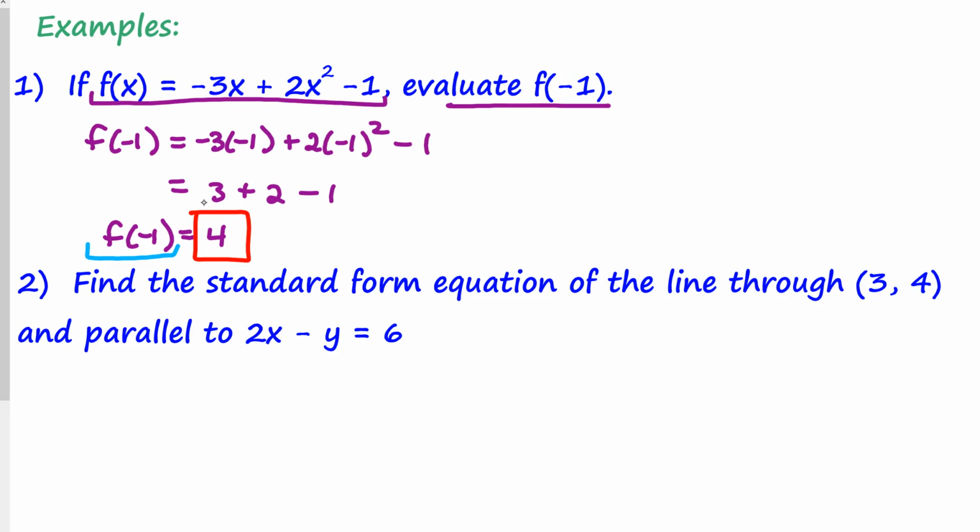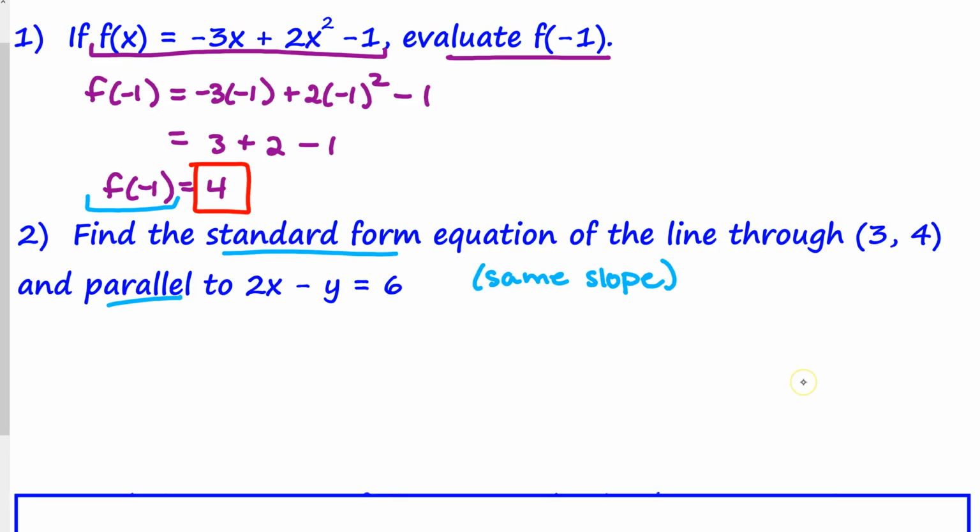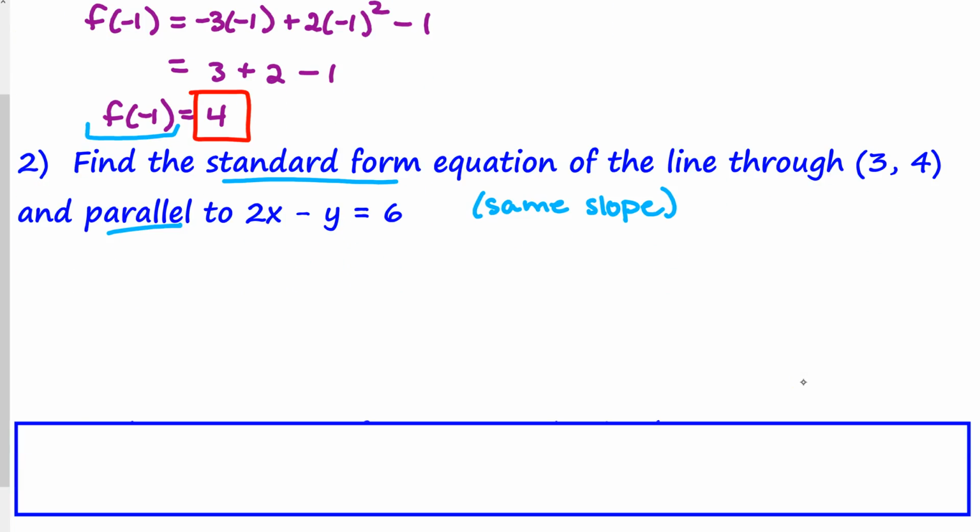Okay, example number 2. Find the standard form equation of the line through the point 3, 4 and parallel to the line 2x minus y equals 6. Okay, so we're dealing with several concepts here. Ultimately, we want the standard form equation, so we'll deal with that at the end. But we know our line has to be parallel to the given line, and remember we said earlier that parallel lines have the same slope. So we need to find the slope of our line. But you can't really tell with the line in the form it's currently in. It's currently in standard form.